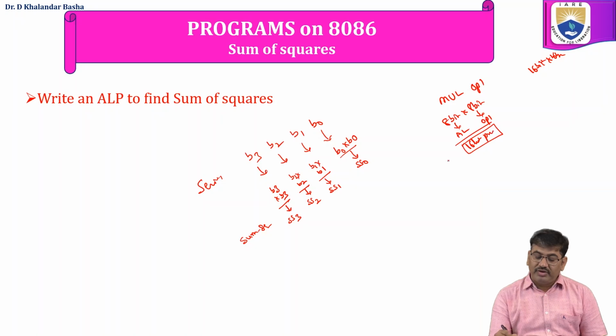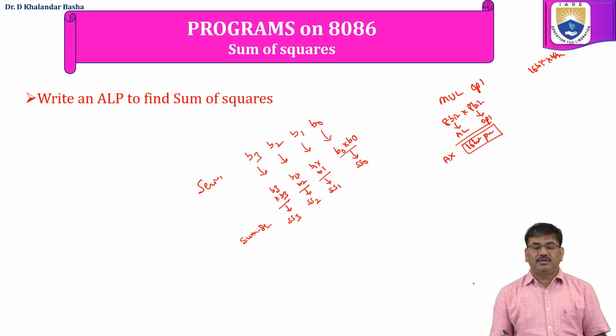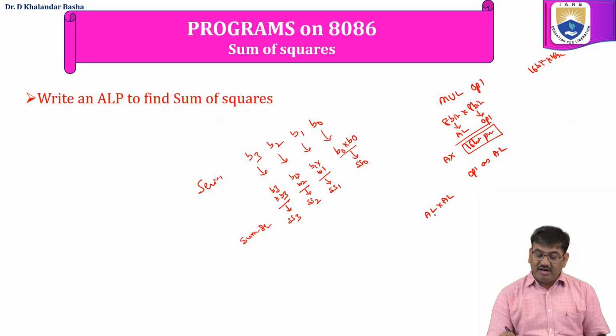The product we can see in the AX register. As we want to take the sum of the squares, operand 1 and AL should be the same. So for that we are going to take operand 1 as AL. Then AL will be multiplied with AL, which gives the square of the number. That result we can see in the AX register.